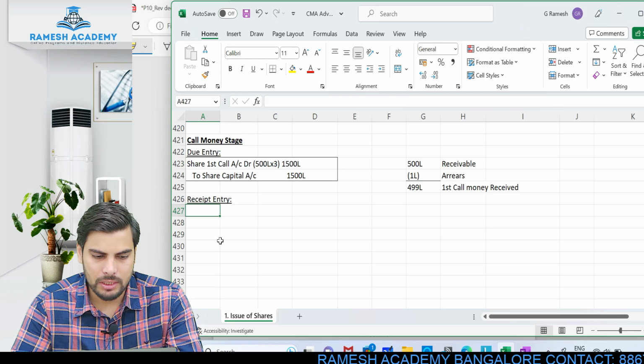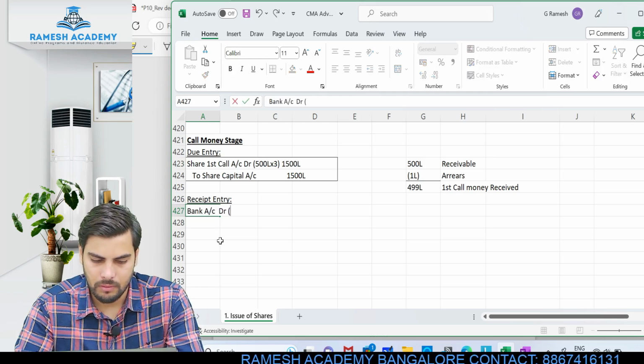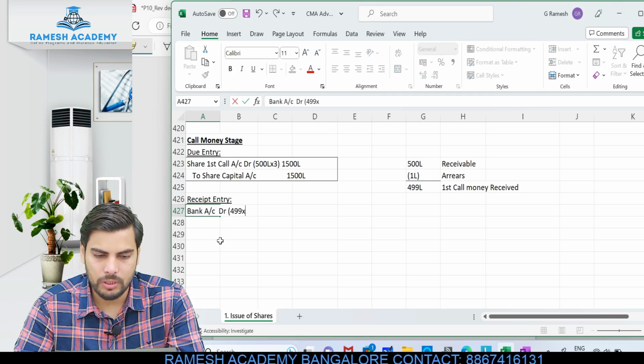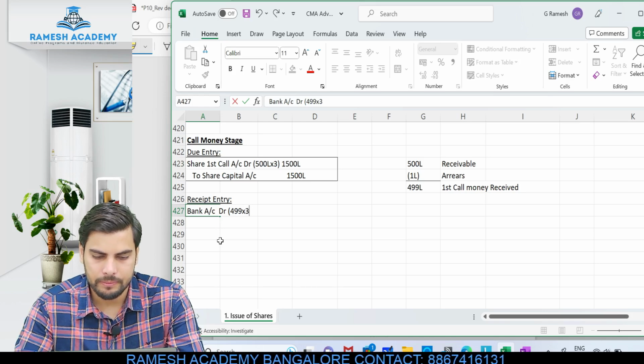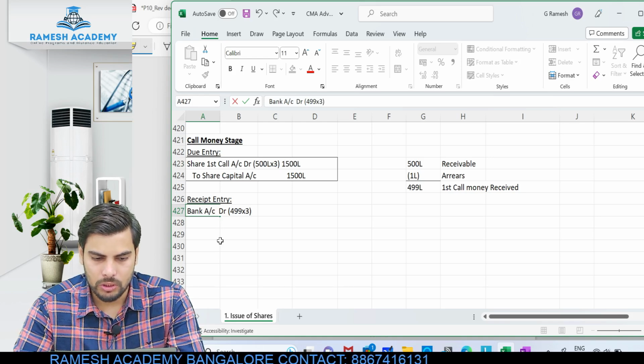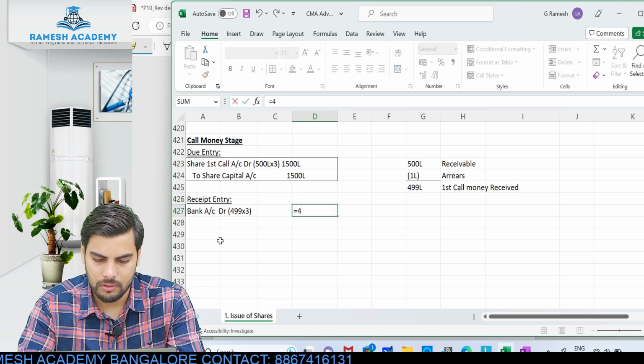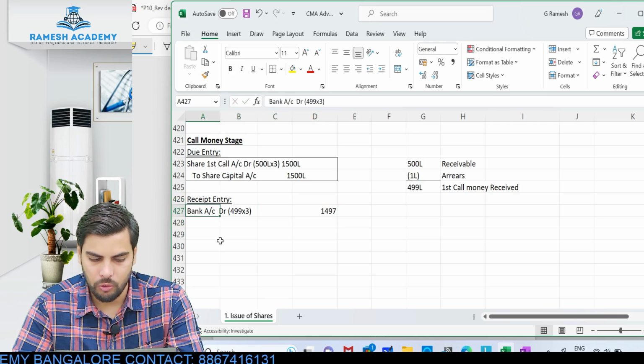So actual receipt entry would be like this: bank account debit, 499 lakh into what is the amount which is due at first call? It is 3 rupees, right? Correct. So this would be 499 into 3. That would be how much? 499 into 3. This would be 1497 lakh.